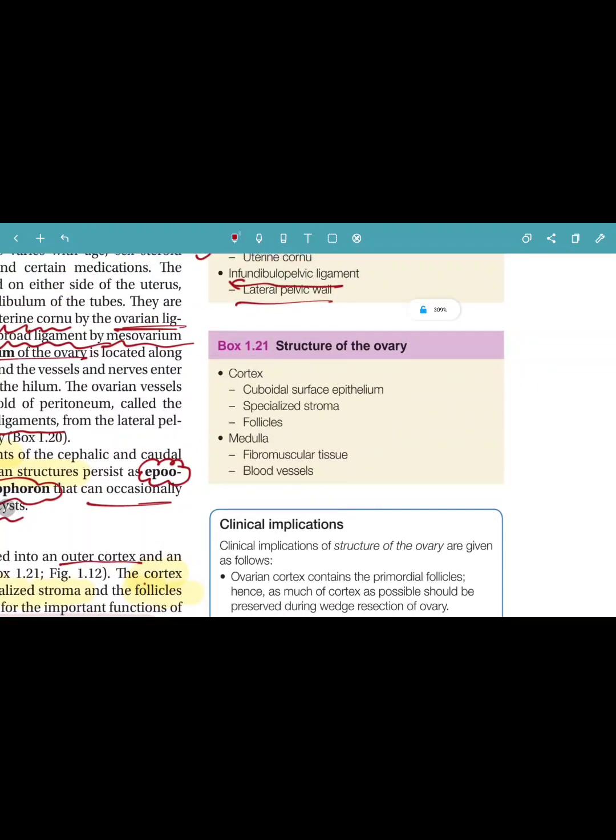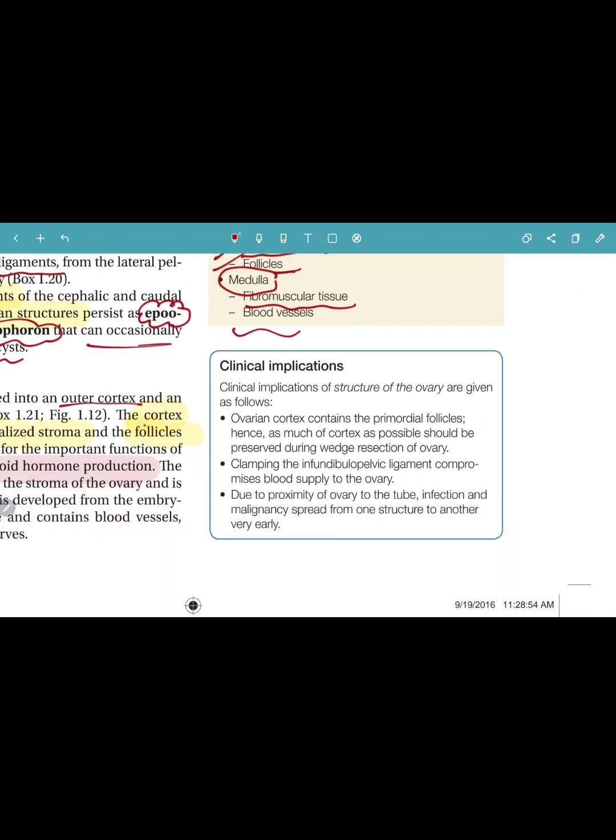So moving on to the structure of the ovary, it has an outer cortex and an inner medulla. The cortex is lined by cuboidal surface epithelium. It has a specialized stroma as well as specialized follicles, both stroma and follicles. Medulla, it's a fibromuscular tissue with blood vessels. So let's look at the clinical implications regarding ovary. So the ovarian cortex contains primordial follicles. Very important. Primordial follicles are present in ovarian cortex.